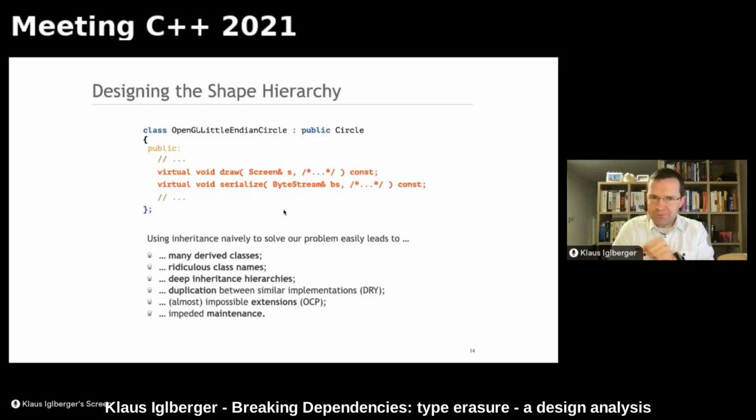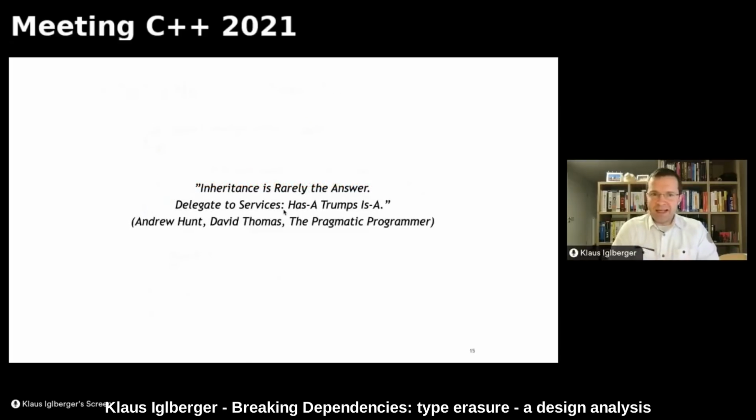So what do we do? Well, to quote the pragmatic programmers, Andrew Hunt and David Thomas, inheritance is rarely the answer. What you should do is delegate to services: has-a trumps is-a.